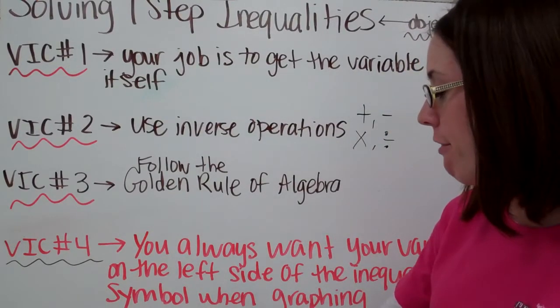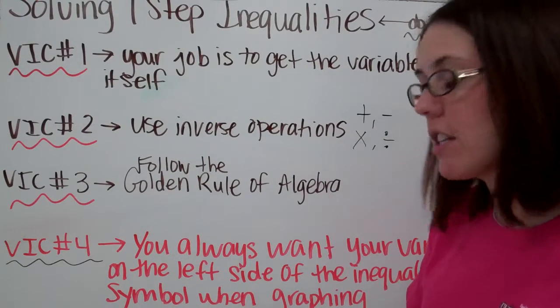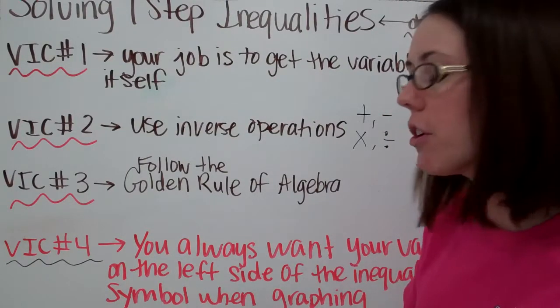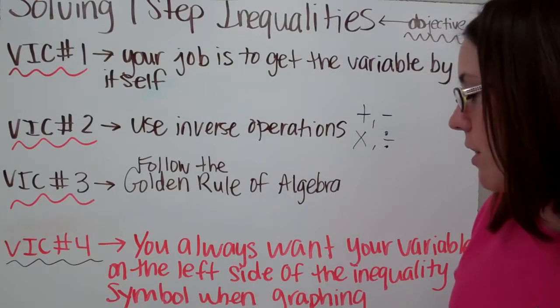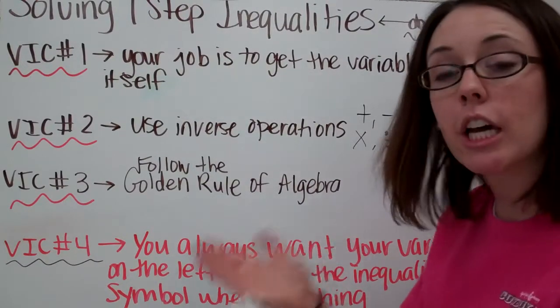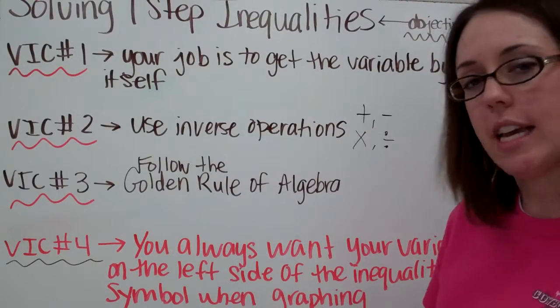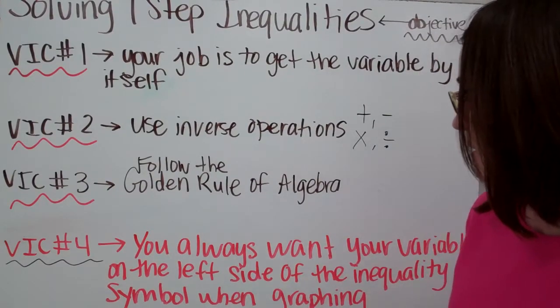For example, if you have 5 is greater than x, that means 5 is greater than x. So x is really less than 5. So whenever you have your number on your left and the variable on the right, you're going to flip it. You put your x on the left and your 5 on the right. Because you flipped it, you must change your symbol from greater than to less than. So 5 is greater than x is the same thing as x is less than 5.